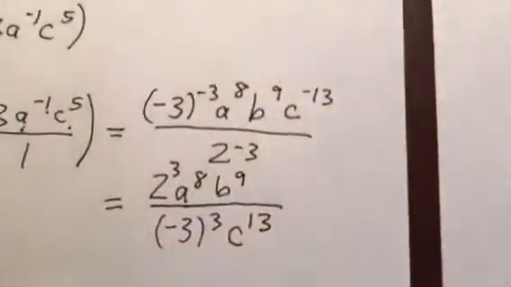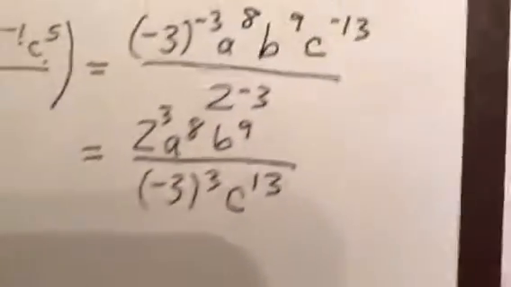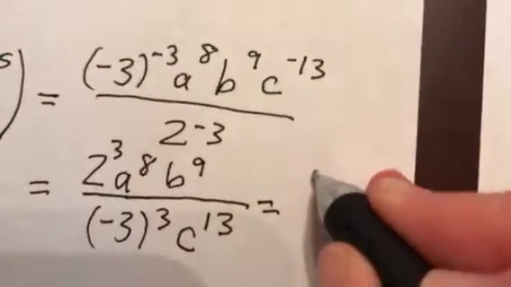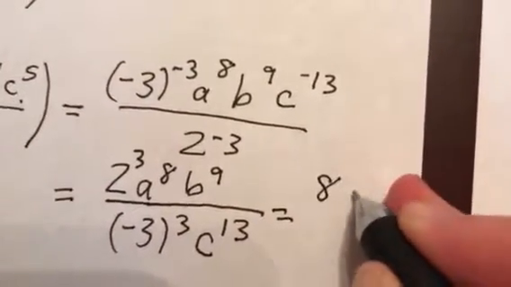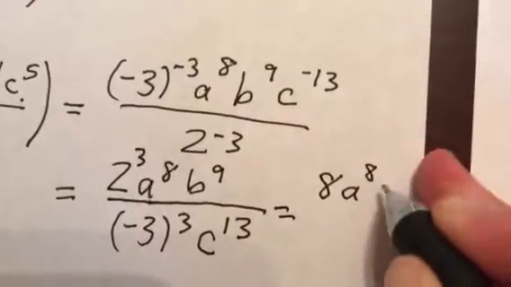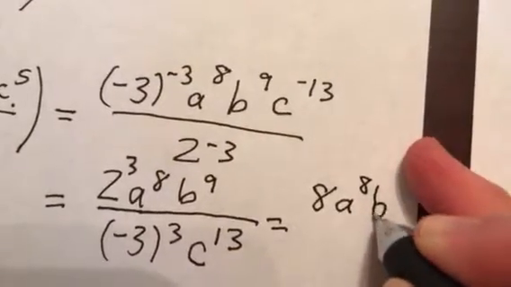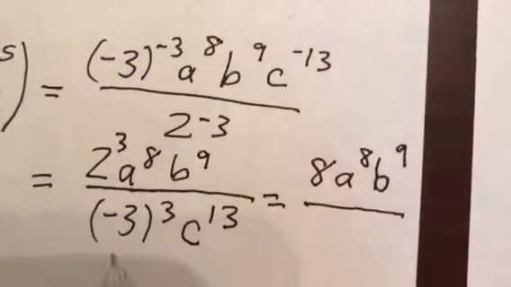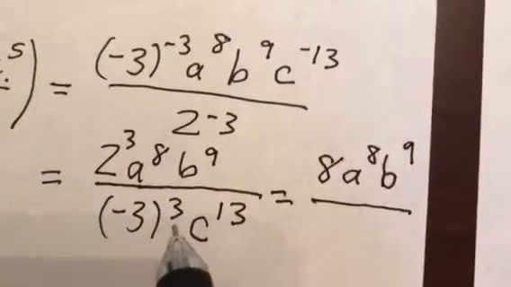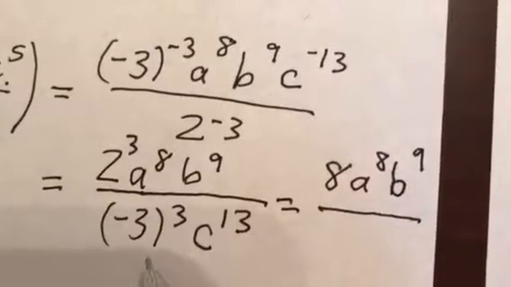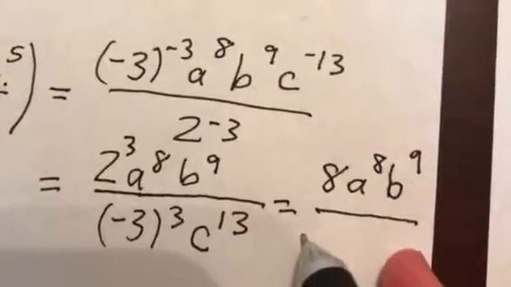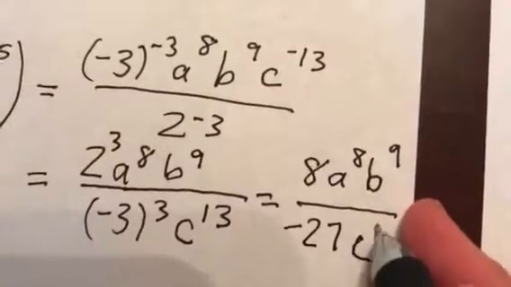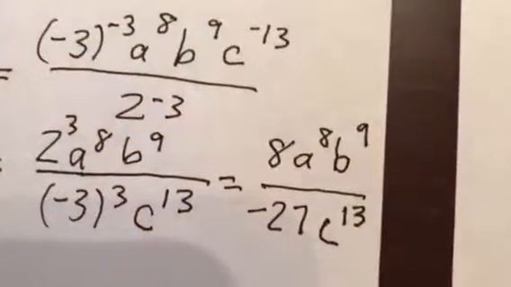Okay, the only thing remaining now is just to simplify the two numbers raised to a power. And so 2 to the 3rd becomes 8. a to the 8th, b to the 9th. And then negative 3 to the 3rd power would be negative 3 times negative 3 times negative 3, which is negative 27. c to the 13th. And that is our final answer.